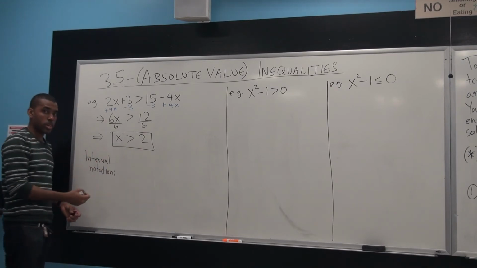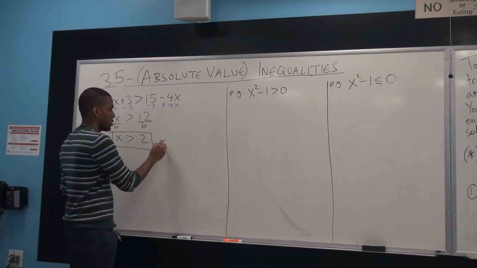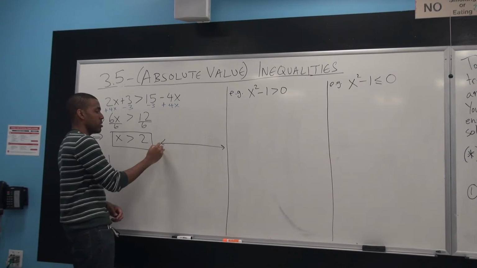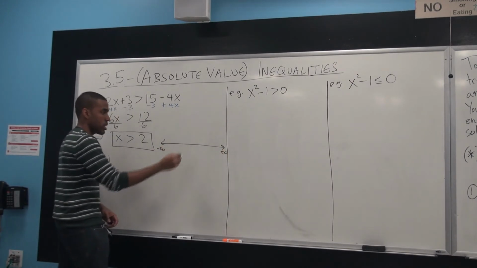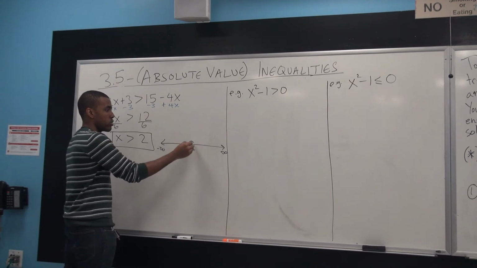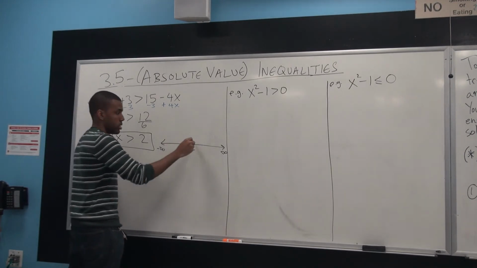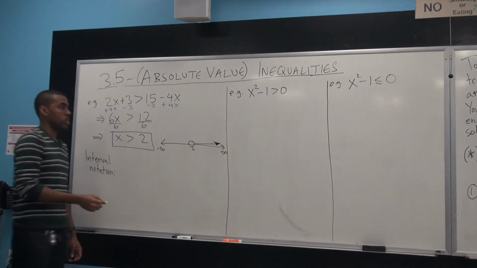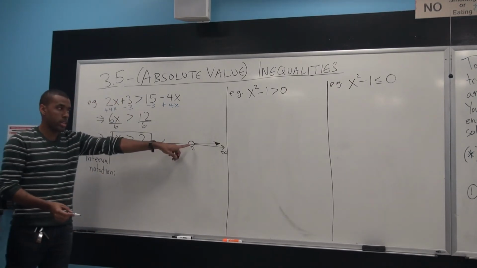Could you graph this on a number line? If you graph this on a number line, to the far left there's negative infinity, to the far right there's positive infinity. There's a 2 here. You graph it down and write an open circle here. When it's closed, it's when it's equal to. If it can be equal to, you'd shade that in.